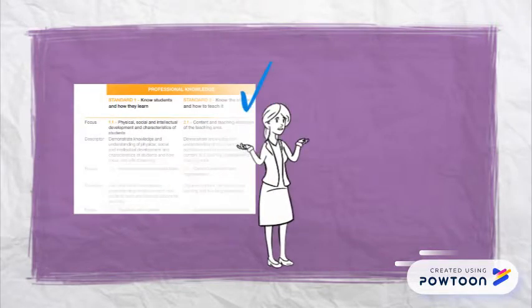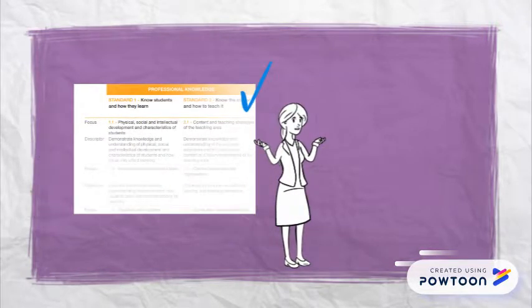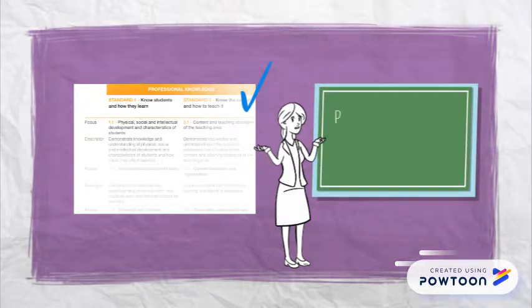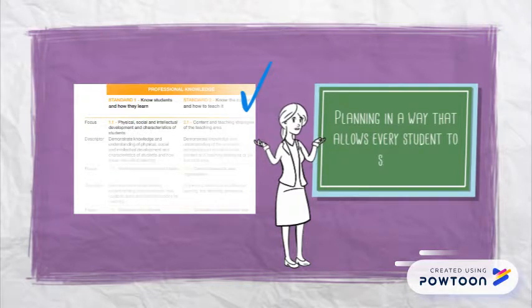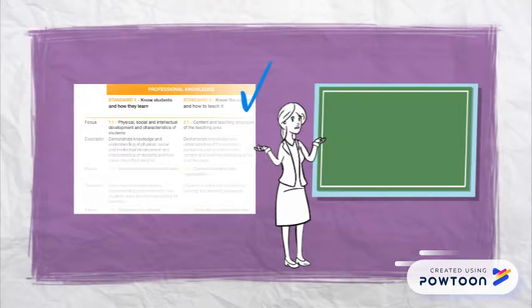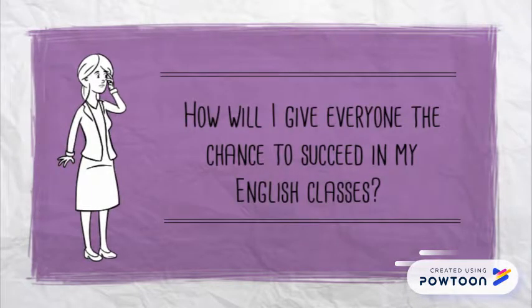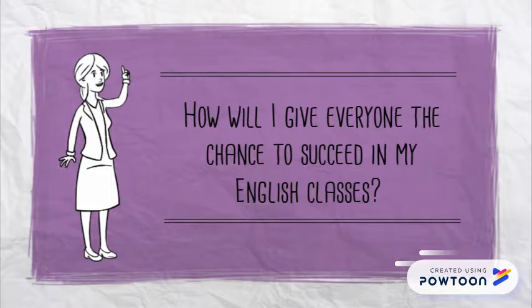Standard 1 states that I need to know students and how they learn, but I think I'm pretty good at that bit. In terms of planning in a way that allows every student to succeed, that journey hasn't been as smooth. And so this question can guide me in my learning and reflecting. This question will also guide my Digistory. So, let's jump to the beginning of my first placement.